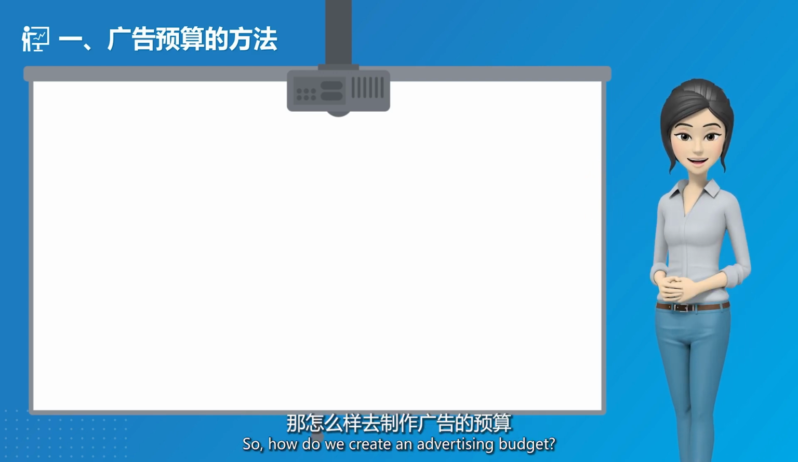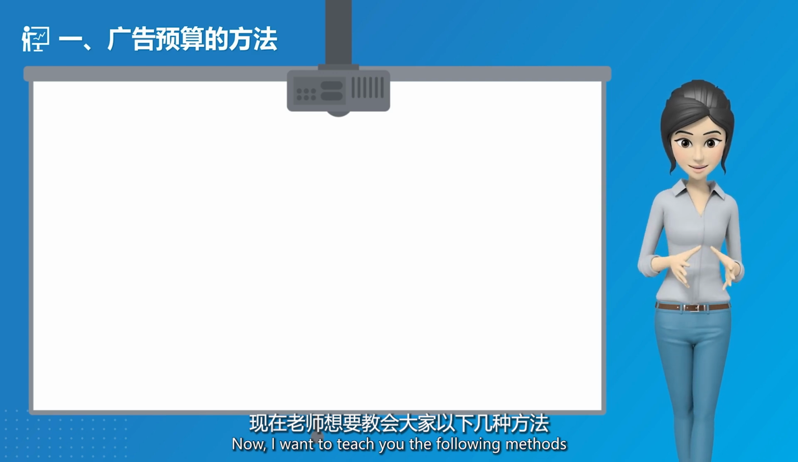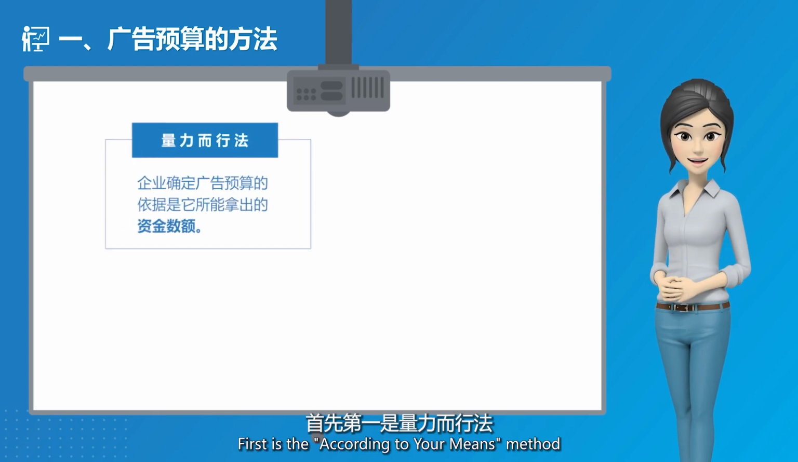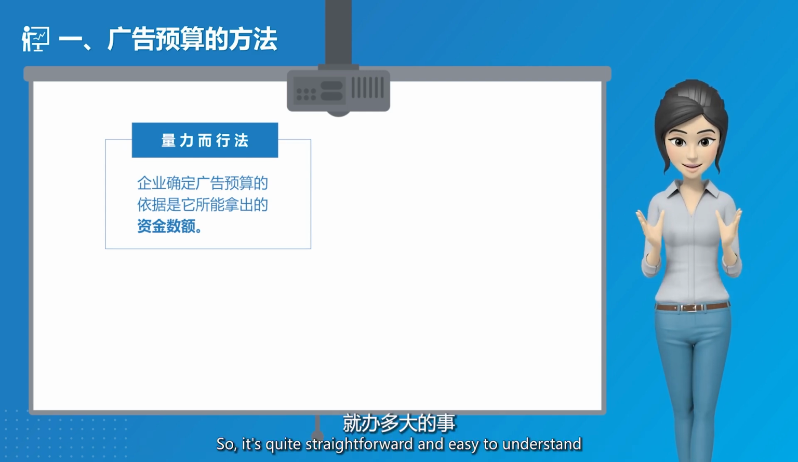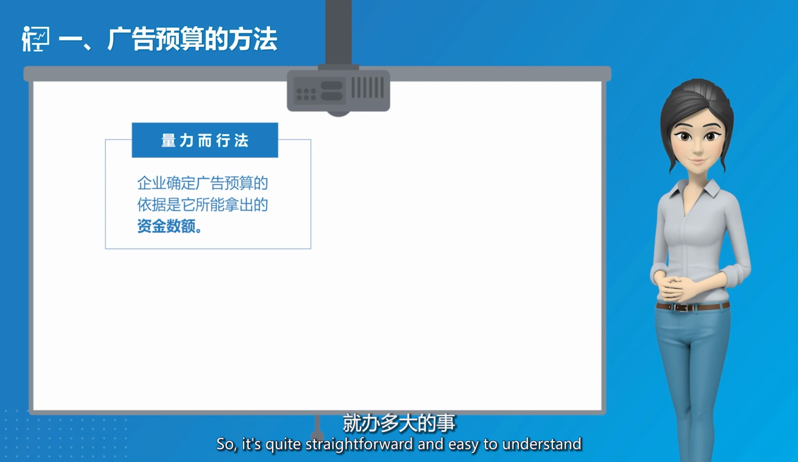So, how do we create an advertising budget? Now, I want to teach you the following methods. First is the according to your means method, which means the scale of your efforts should match your company's capacity. So, it's quite straightforward and easy to understand.